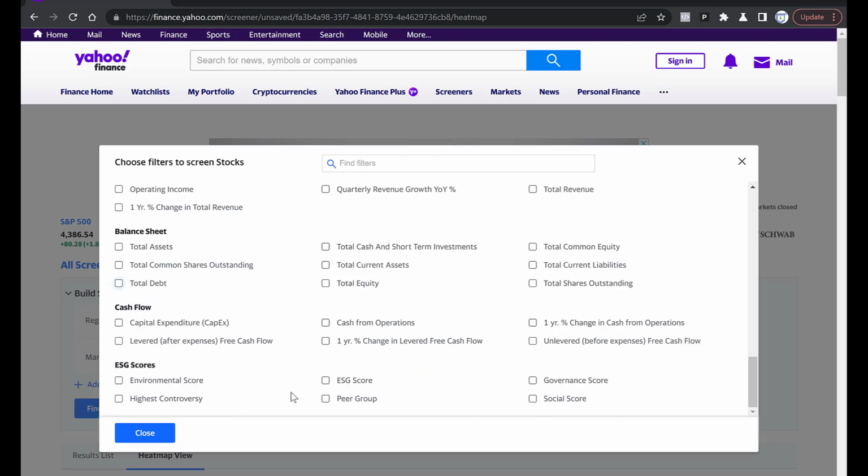This also, I just saw this, the ESG score. These are environmental scores, where you can say, look, I want to choose companies that have, you know, great environmental practices, you know, they're kind to Mother Earth, kind to the environment.